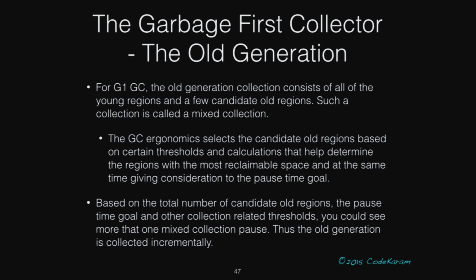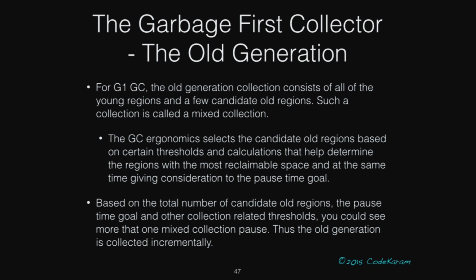Okay, so moving on to the old generation. For G1, the old generation collection consists of all the young generation regions and a few candidate old regions. Such a collection is called a mixed collection. So basically, how do we do that? How do we get these few candidate old regions, right?